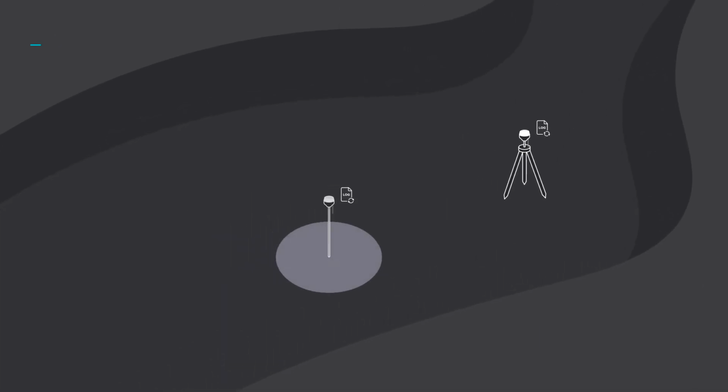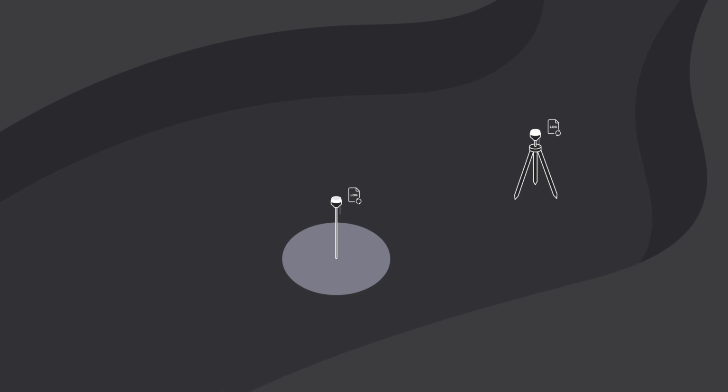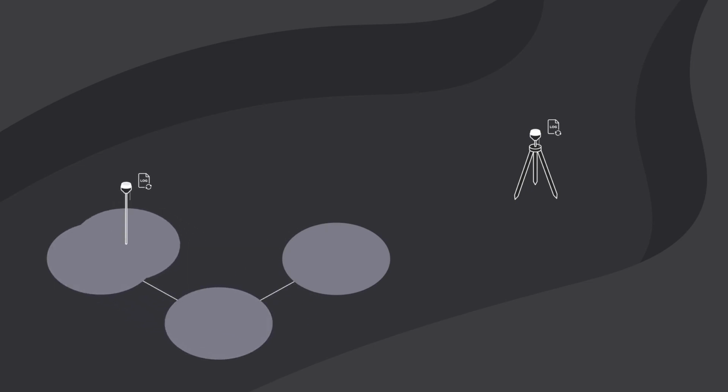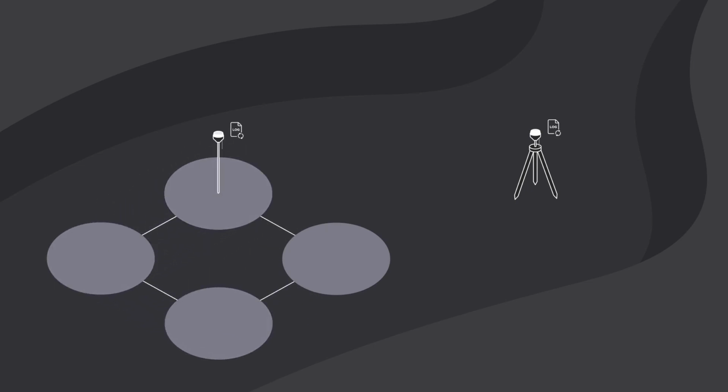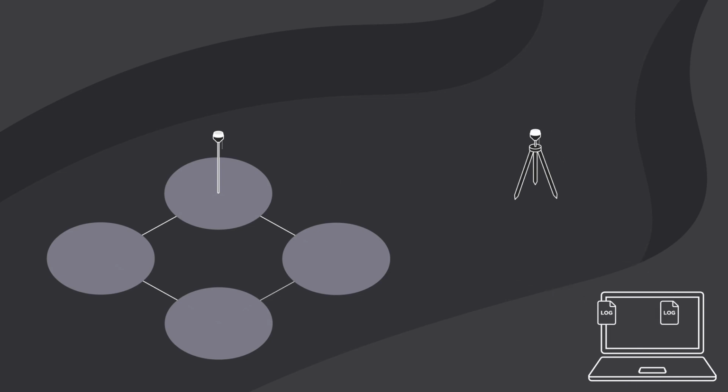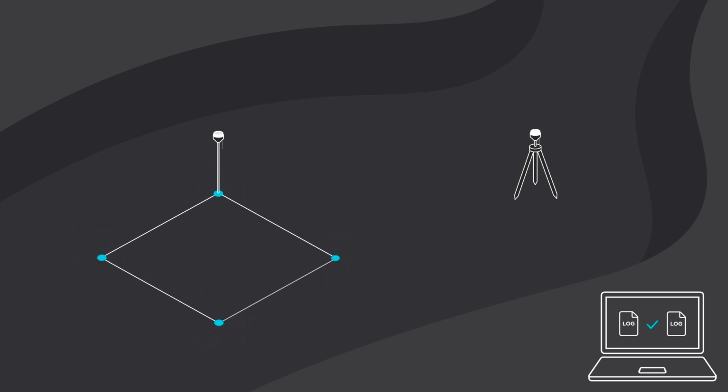Let's take a closer look at the PPK workflow. You need to have a base station and a rover. Both units should record raw GNSS data throughout the whole work process. This raw data contains all observations without any calculations. After the work is done, the logs from both the base and the rover are downloaded to PC for further post-processing to achieve centimeter-level accuracy.